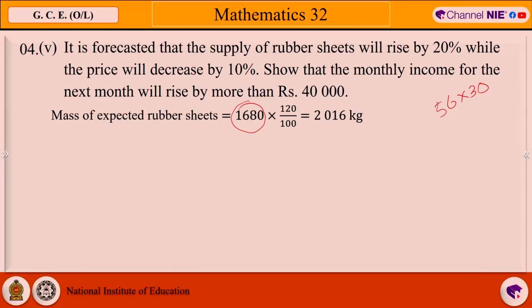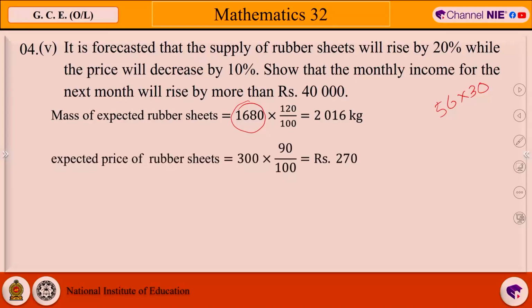After that, we can calculate the expected price for those rubber sheets, because it says it will decrease by 10%. Then we can calculate the price as 270. Earlier it was 300, decreased by 10%. Then the new price will be 270 rupees.